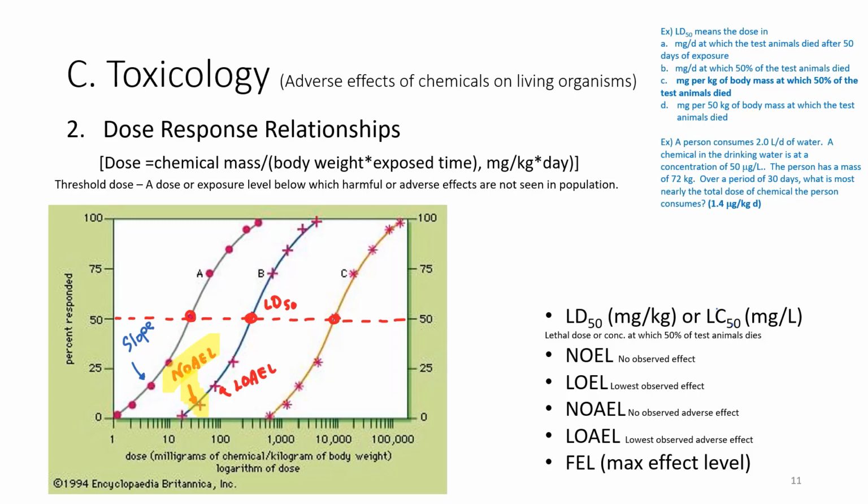From the three curves shown here, which chemical, A, B, or C, is most toxic? Hopefully you picked A. Curve A represents a cancer-causing agent with a NOEL of 0, meaning any amount intake will produce an effect.